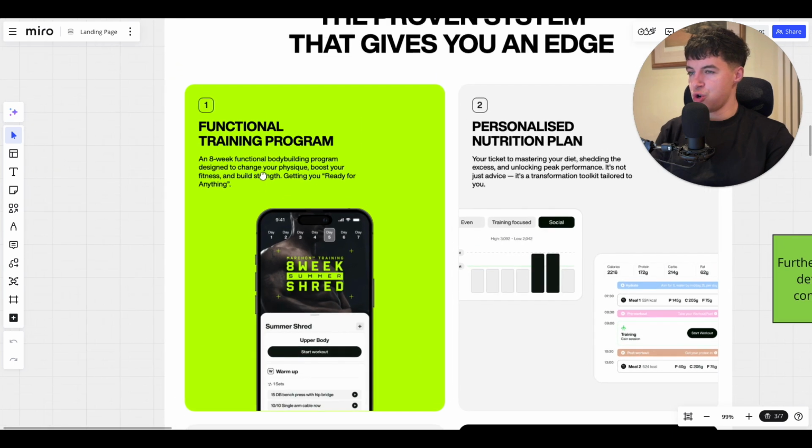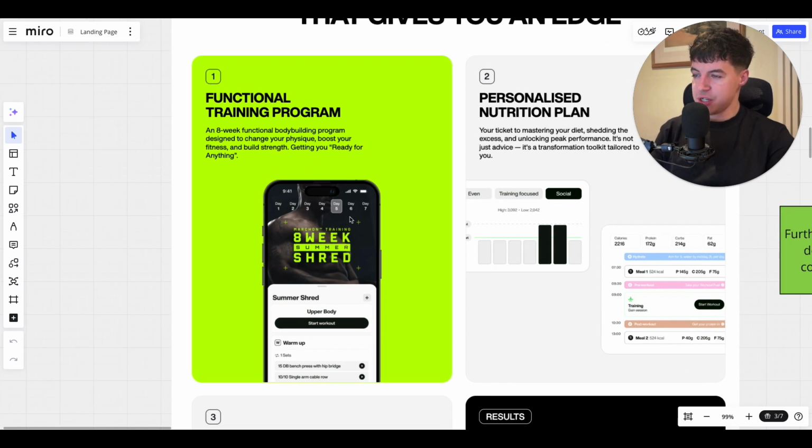I'm not going to read all the copy, but just reading one of these sections, we've got the functional training program: an 8-week functional bodybuilding program designed to change your physique, boost your fitness, and build strength, getting you ready for anything. In the image that supports this section, we can see the app, how it works, and that there's an upper body workout, and the starting exercise is 15 dumbbell bench press with hip bridge.